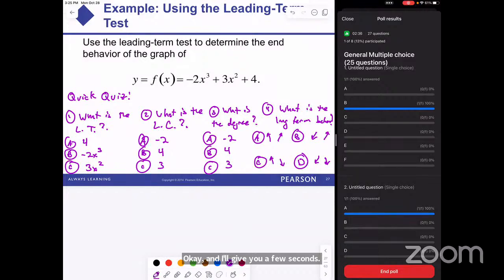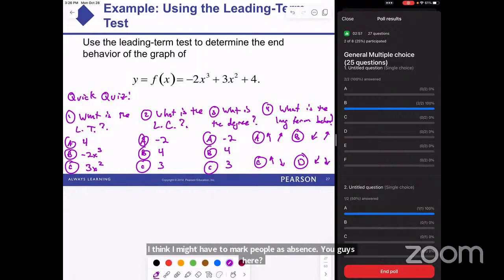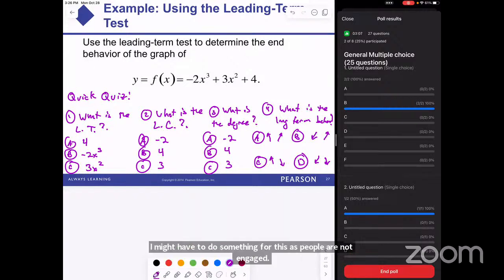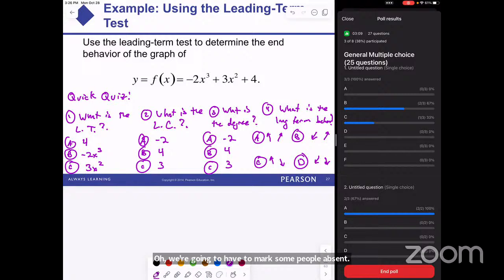All right, and again, you don't know if I'm going to do this for attendance, so let's take another 20 seconds. You have to submit those 2 questions at the end so that you can submit the quiz. Uh-oh, I think I might have to mark people as absent. You guys here? 2? Okay, we got some more. We're going to take about 10 more seconds. I might have to do something since people are not engaged. We're going to have to mark some people absent. No? You don't want to be? You can be marked as absent. It's okay, we can mark it as absent.